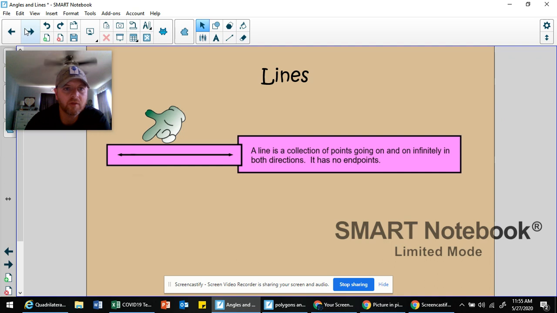So first of all, let's talk about lines. In terms of math and geometry in third grade, a line is a collection of points going on and on infinitely in both directions. It has no endpoints. So when we draw a line in math, notice we put an arrow on each end, and those arrows simply mean that the line goes on and on forever in both directions.